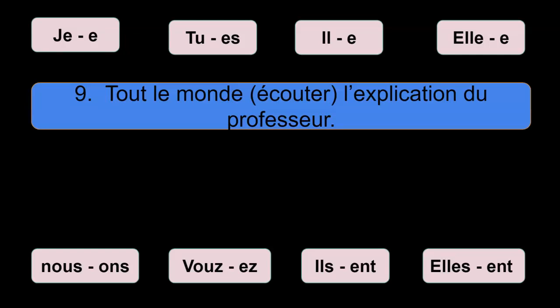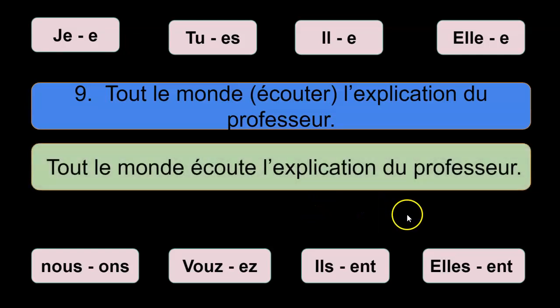Tout le monde means everyone. This literally translates to all the world, which means everyone. Everyone listens to the explanation of the professor. Tout le monde écoute l'explication du professeur.